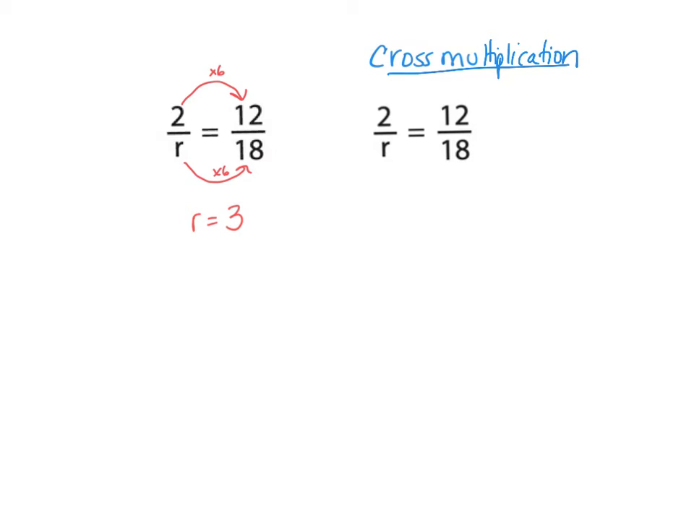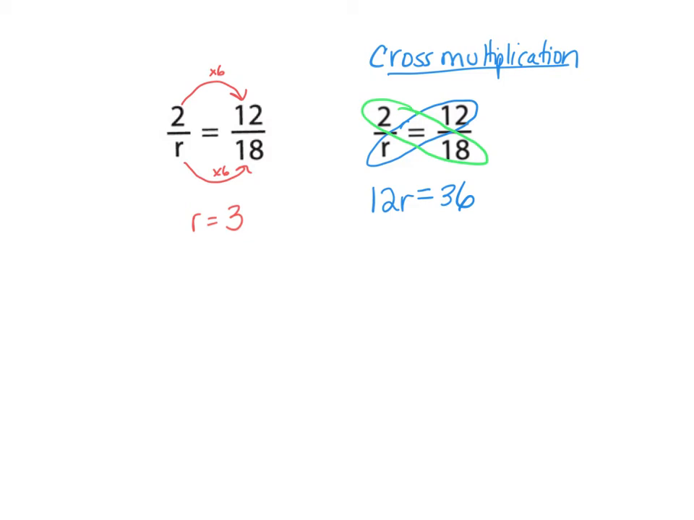So the way it works is we cross over when we're multiplying, meaning diagonally. So I'm going to multiply my r times my 12, and the only thing that turns into is 12r. I'm going to put my equal sign in the middle, and I'm going to go the other direction now. I'm going to do 2 times 18. So cross multiplying means multiplying diagonally and creating an equation with it. So when I do my 2 times 18, that turns into 36.